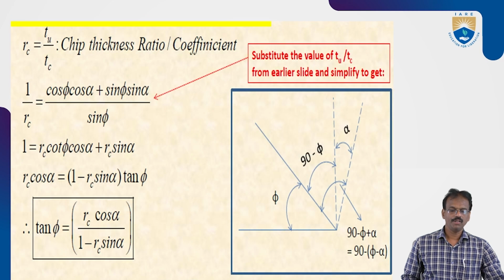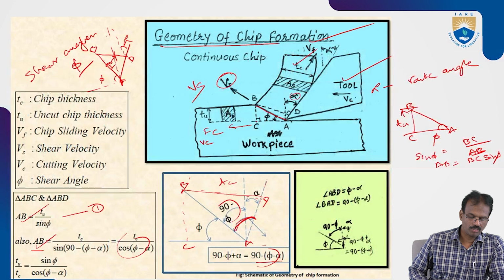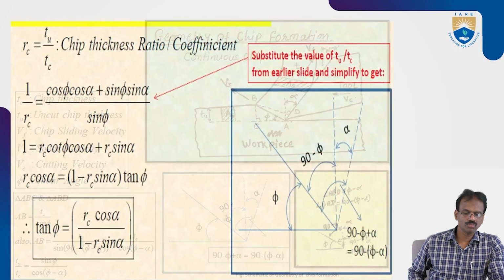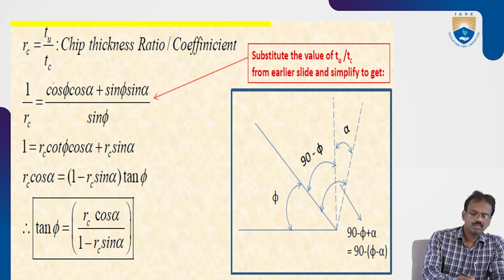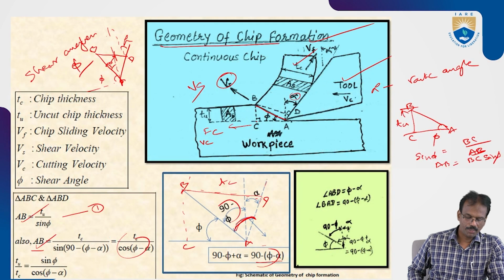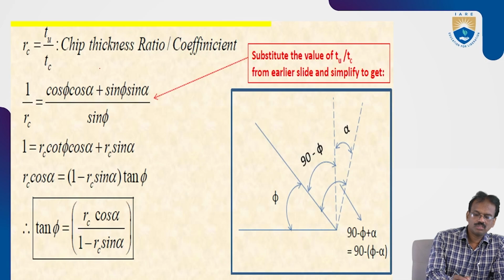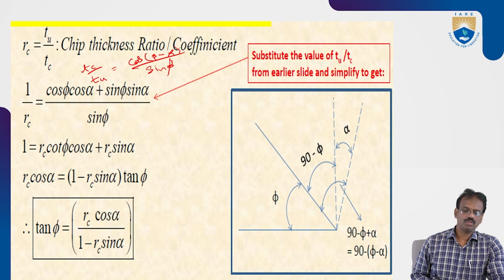This is the value. Okay. Otherwise, Tc by Tu is equal to cos of phi minus alpha by sin phi. Okay. So this is the formula.